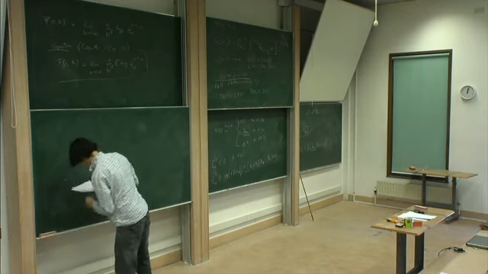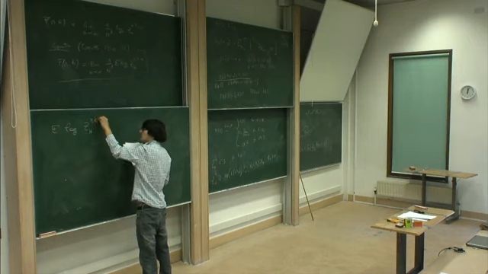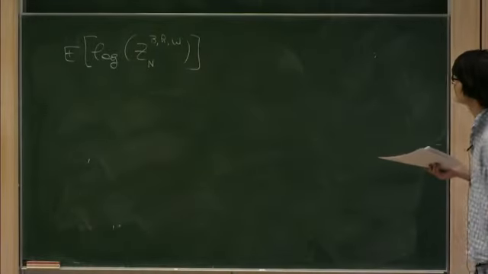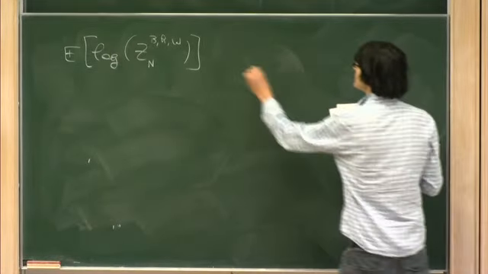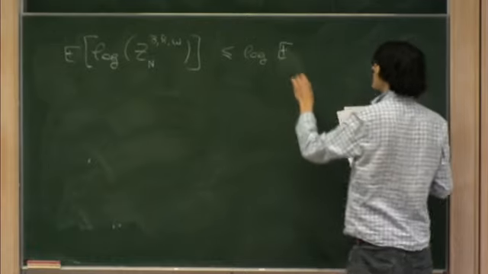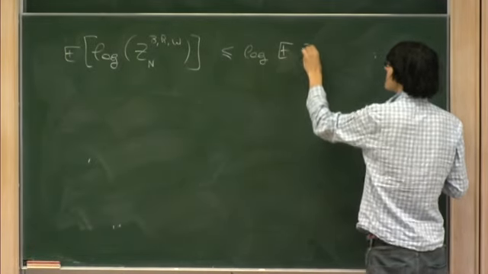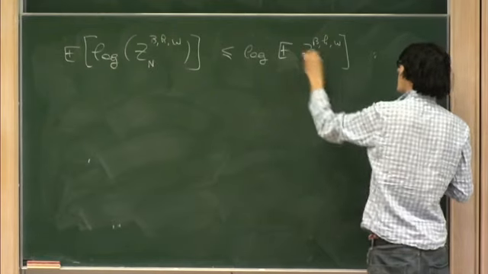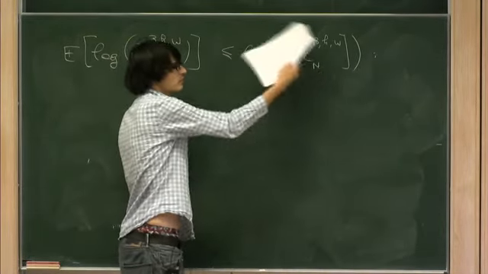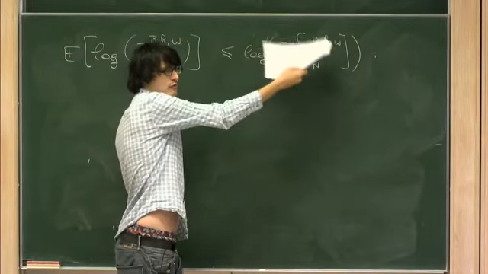Okay, what we want to evaluate is the expected value of log Zn(beta, h, omega). And there is a trivial way to get an upper bound on it, by using the Jensen inequality: this is smaller than the logarithm of the expected value of Z. Okay, and this quantity is just the partition function of the annealed system, the system where you average over the environment.